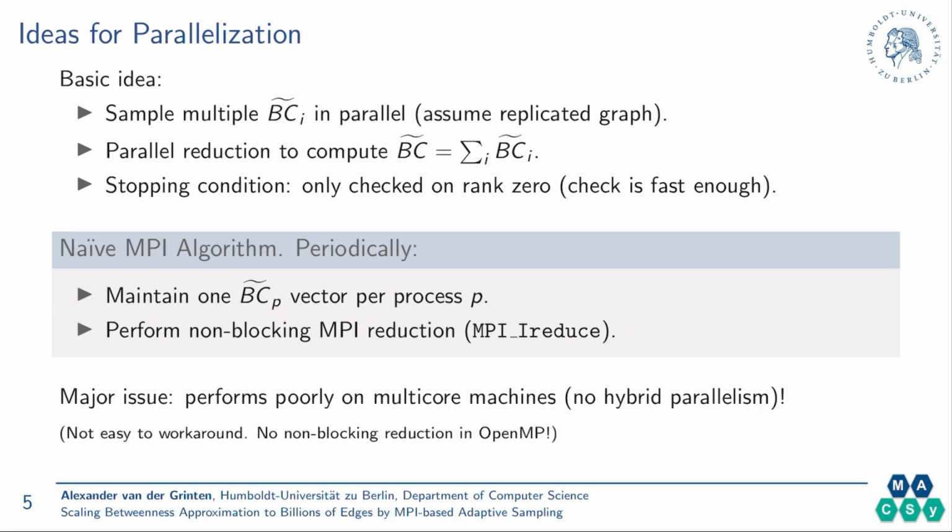This algorithm works in principle, but it has a major issue. And that issue is that it performs poorly on multi-core machines. Why? Because it does not utilize hybrid parallelism at all. And that's also not easy to work around because in contrast to MPI, multi-threading frameworks such as OpenMP do not have non-blocking reductions. So we cannot overlap the sampling process and the reduction process on multi-threaded machines so easily.